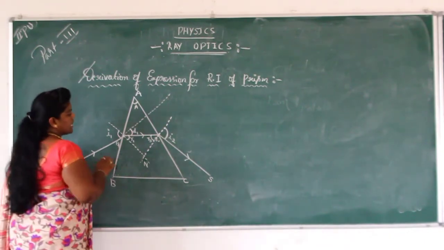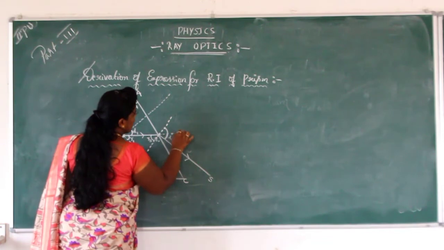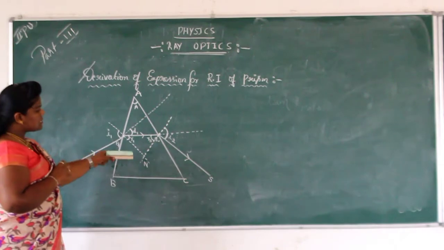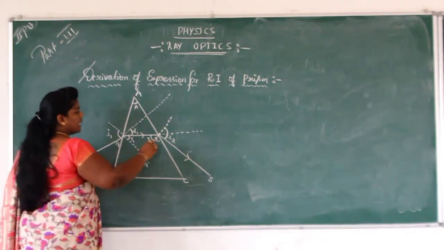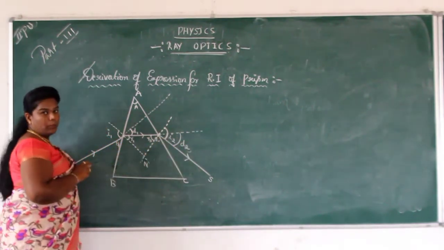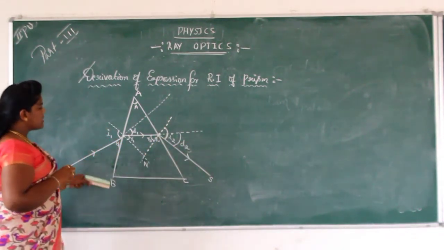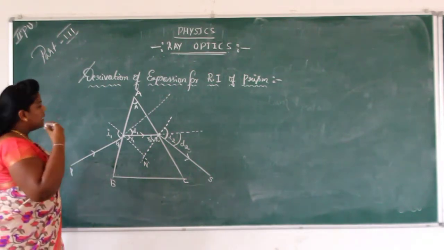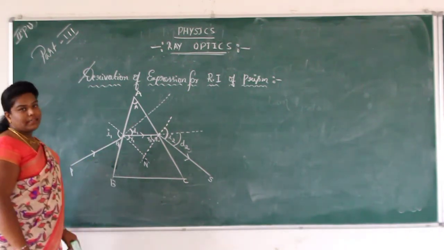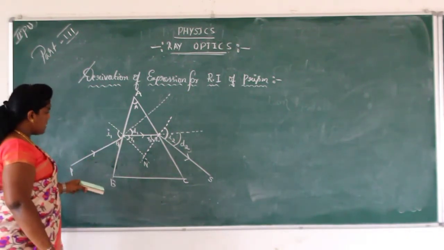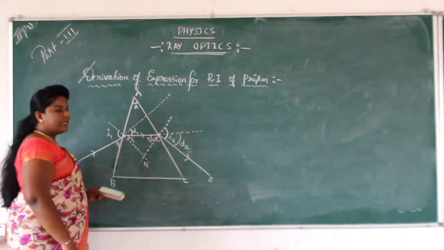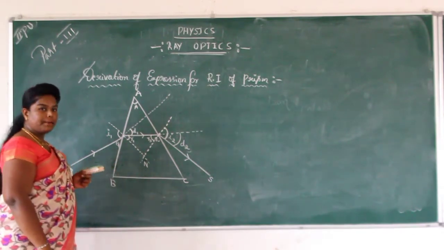Similarly, for the second surface, if the second surface is absent, the ray of light might have traveled in this direction. But due to the presence of the second surface, this light ray has deviated with an angle of deviation said to be D2. Here I have shown you the angle of deviation D1 and D2 by considering two different refracting faces, that is AB and AC. Even we can write the total deviation produced by this prism.